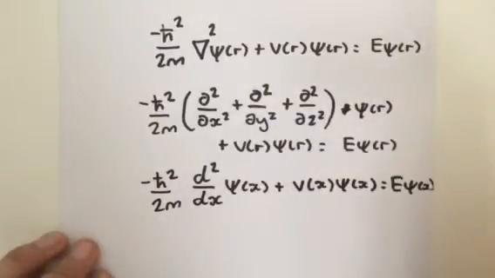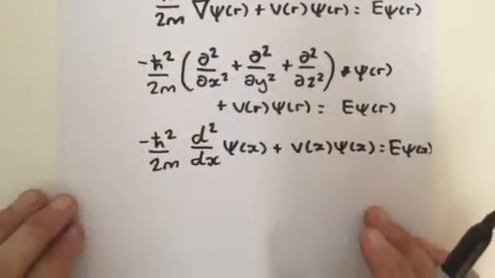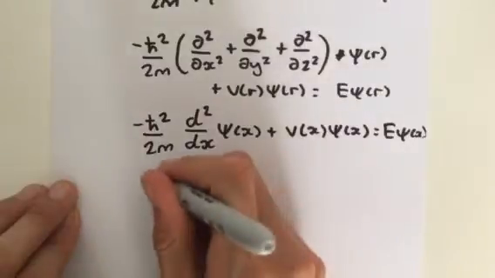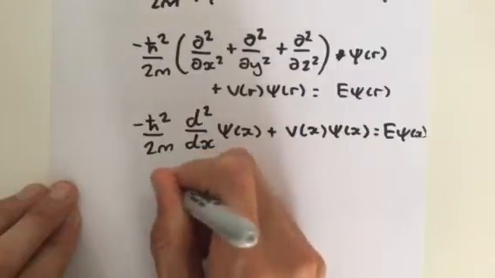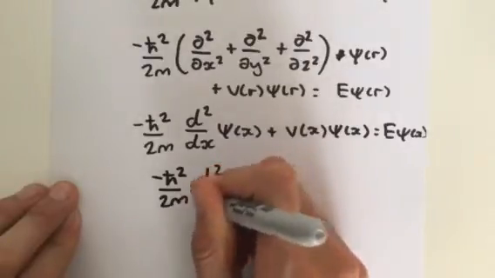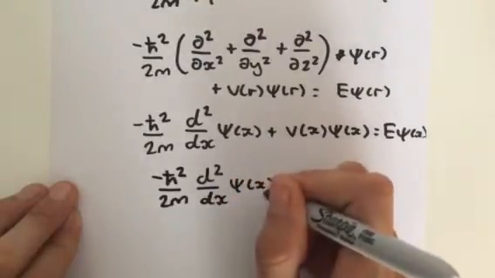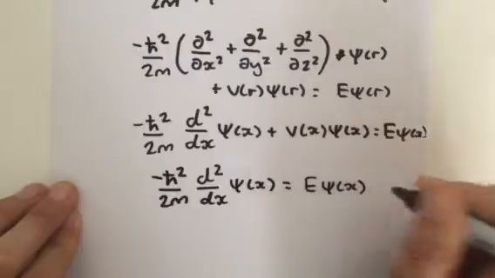Because the potential energy inside of the well is 0, the Schrodinger equation simply becomes this. Remember, in our potential well, the potential energy is 0. This is where the particle is. Therefore, we can write it as minus h bar squared over 2m, then we have our derivative, and the potential term becomes 0, so we just have it equal to E psi of x.